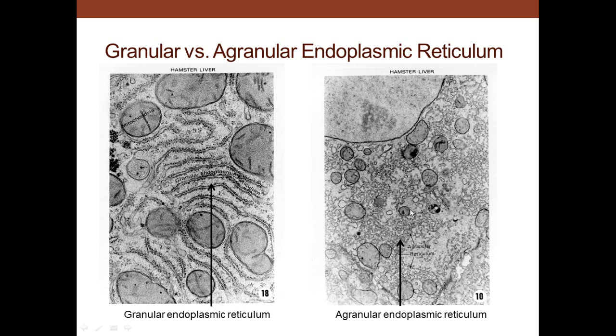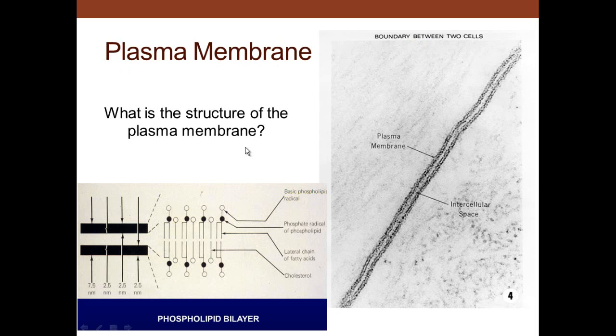So this is granular and agranular. Agranular is smooth endoplasmic reticulum, characteristic of steroid cells. And you can see that these cells have lamellar cristae. The mitochondria have lamellar cristae, in contrast to steroid secreting cells. The cristae are more tubular type, tubes, as opposed to lamellar structures that we see.